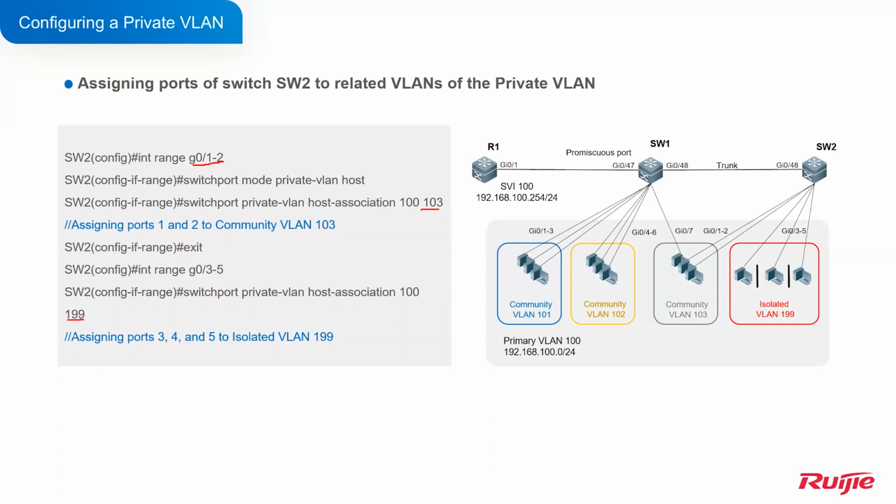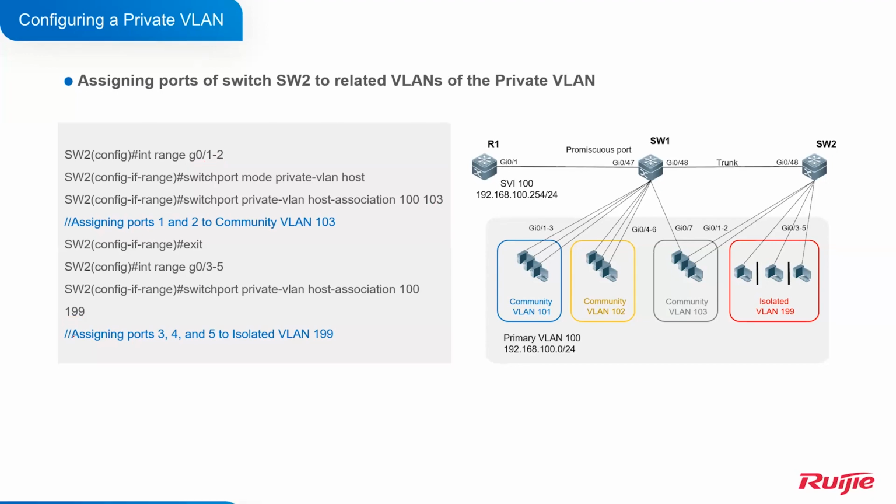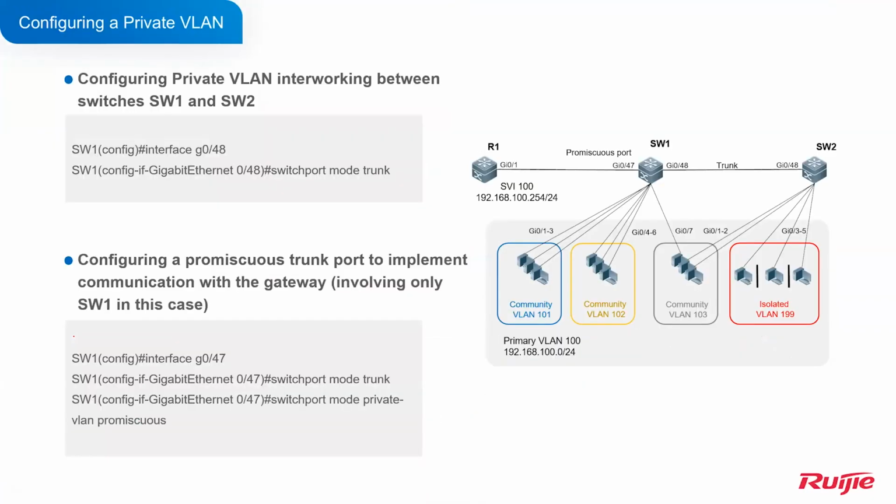Okay, and after finishing the access ports on switch 1 and switch 2, next let's configure the private VLAN interworking between switches SW1 and SW2. On SW1, interface G0/48, switchport mode trunk. And at the same time, interface G0/47, because G0/47 is special, it's connected with R1, right? So switchport mode trunk, switchport mode private-vlan promiscuous.